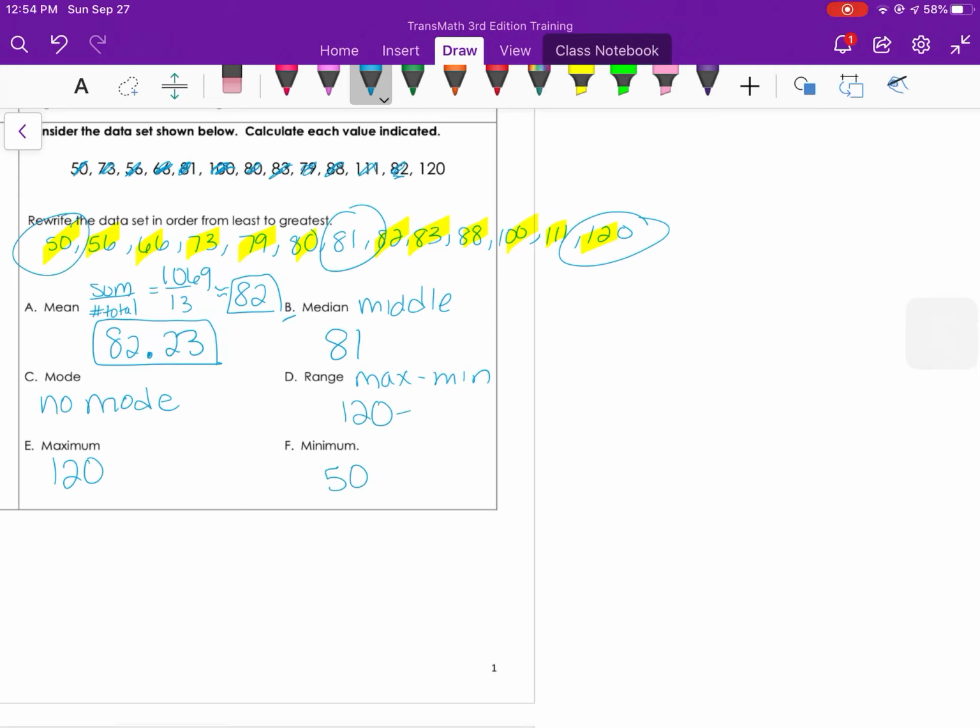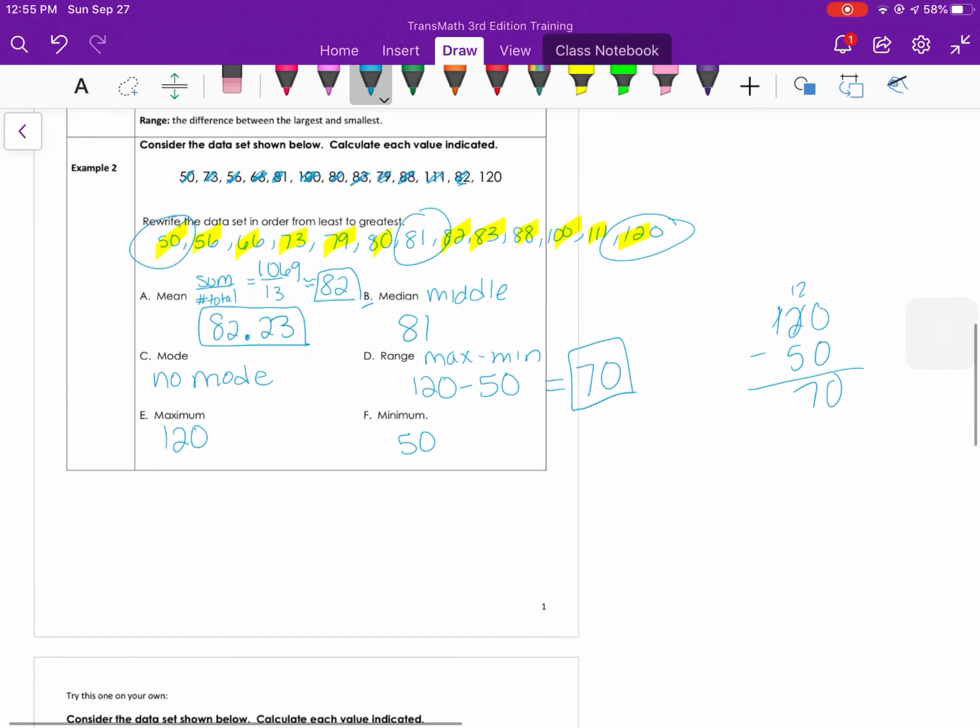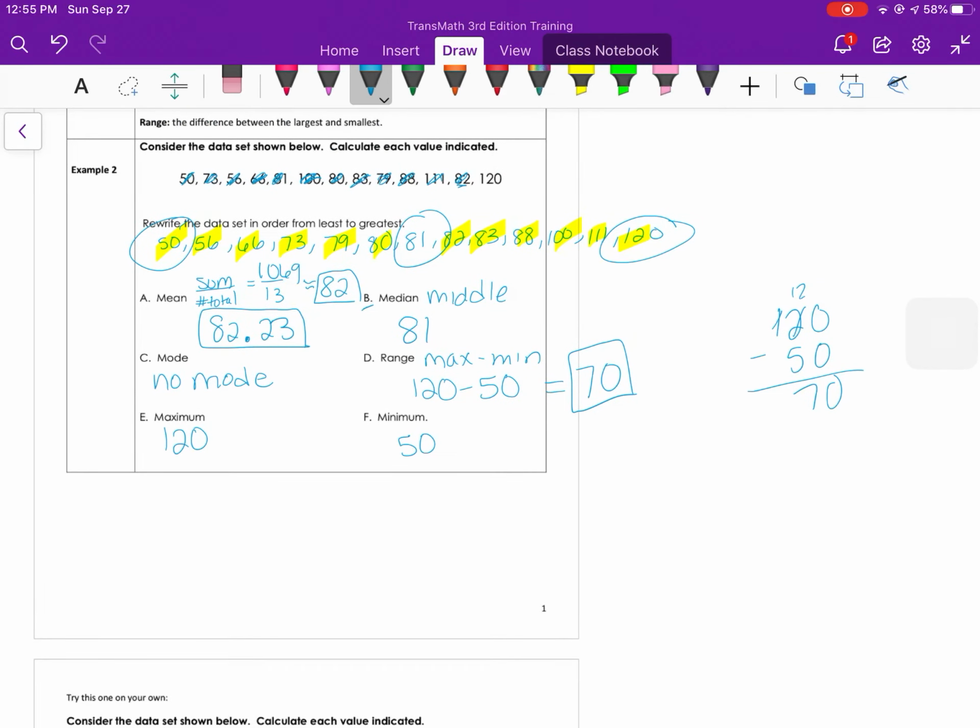All right, try one more on your own then. I gave you a little smaller set. Rewrite it, and then find each of these. Let me know if you still have questions on the measures of central tendency.